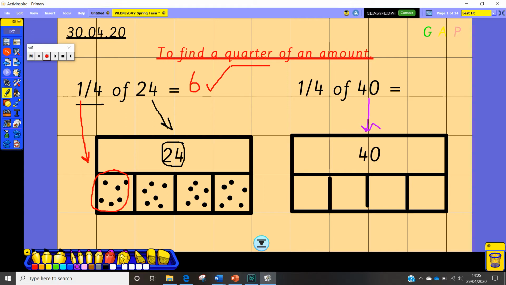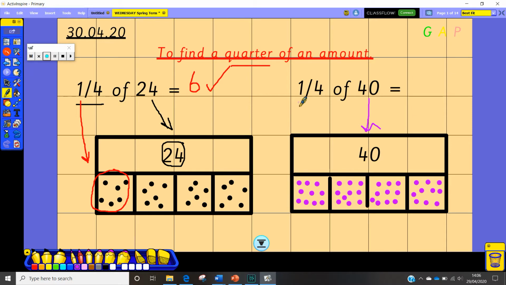And then I'm going to share my 40 counters this time. So we're going to have to count along with me till we've shared out 40. So let's go. 1, 2, 3, 4, 5, 6, 7, 8, 9, 10, 11, 12, 13, 14, 15, 16, 17, 18, 19, 20, 21, 22, 23, 24, 25, 26, 27, 28, 29, 30, 31, 32, 33, 34, 35, 36, 37, 38, 39 and 40. Just squeezing the last few in there.